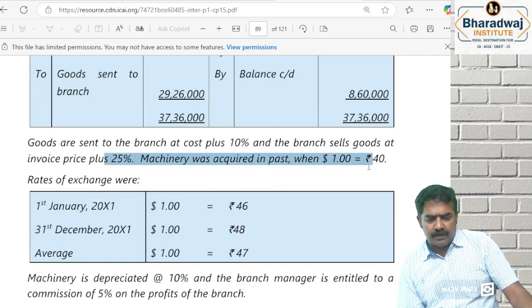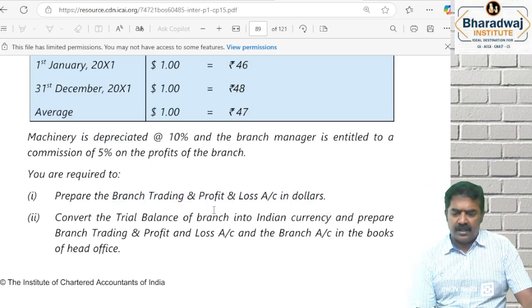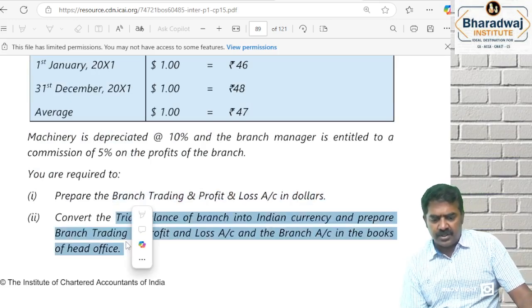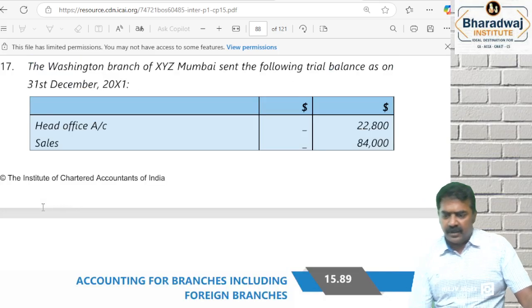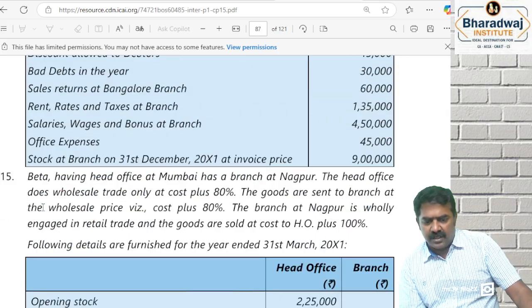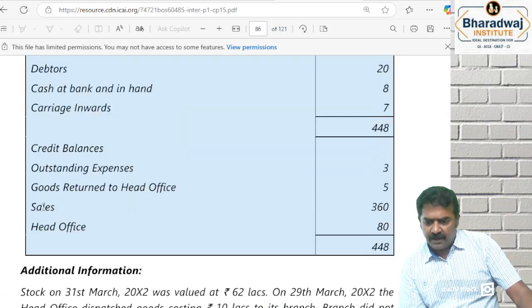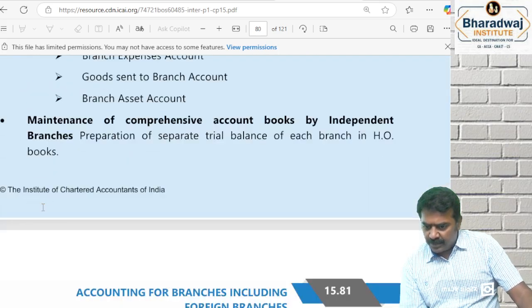Machinery was acquired in the past, the exchange rates எல்லாம் கொடுத்திருக்காங்க. So prepare branch trading P&L account in dollars. Thereafter they ask you to convert the foreign currency into home currency. Okay, this question you must go through. That is a very, very simple question only you have to go through.